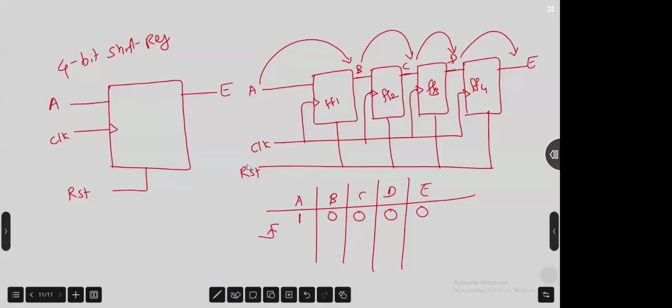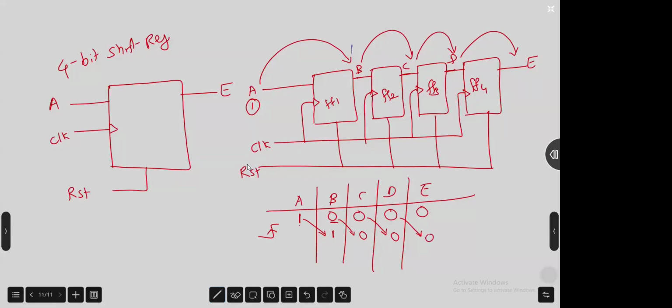So at first rising edge, this A goes to B. A में क्या है मेरा 1, तो 1 कहाँ पे जाना चाहिए? 1 जाना चाहिए B में. So my B becomes 1. Okay. B में क्या था? A शिफ्ट होने के पहले B में क्या था? 0. तो 0 should be shifted to C. Okay. C में क्या था? 0. तो वो कहाँ पे शिफ्ट होना चाहिए? D में. और D का जो आउटपुट है वो कहाँ जाना चाहिए? E के आउटपुट में. Okay. So that becomes 0. Clear?